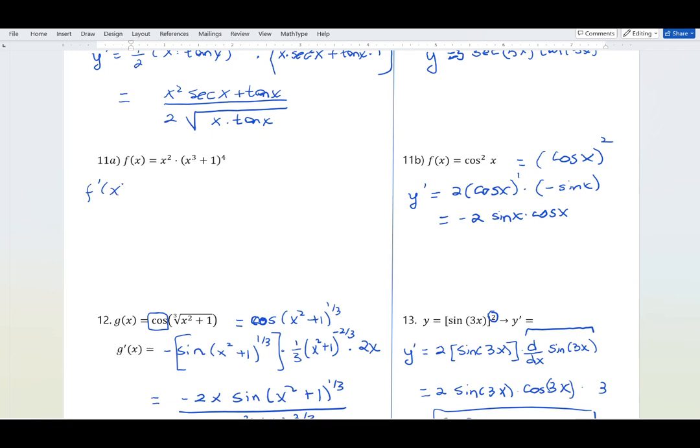The derivative equals, so I write the first one as this, times the derivative of the second quantity. That's 4 times x cubed plus 1 to the 3rd. And what am I missing here? If you said times 3x squared, you are correct. That's the derivative of the inside of the second quantity. Plus, write the second one as it is, times the derivative of the first, and that will be 2x.